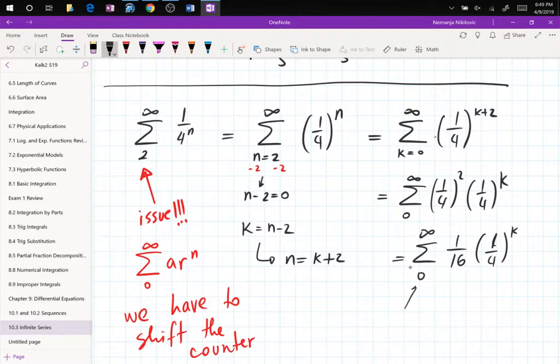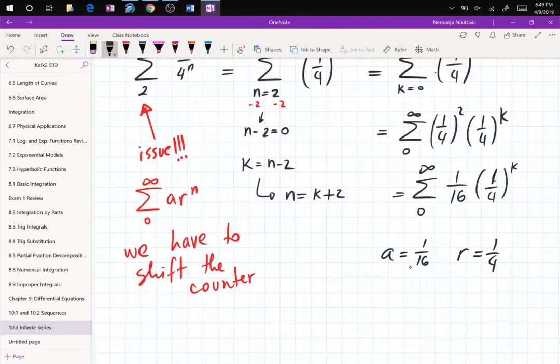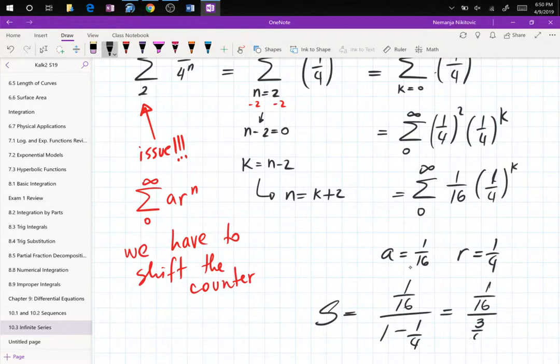We shifted the counter. Now the counter is at 0. That's a single exponent up there. And what's my a? 1 over 16. So a is 1 over 16, and r is 1 over 4. And now I can find the sum as 1 over 16 divided by 1 minus 1 over 4. That's 1 over 16 divided by 3 over 4. These guys cancel to the 4 and the 1. So it's 1 over 12, right?